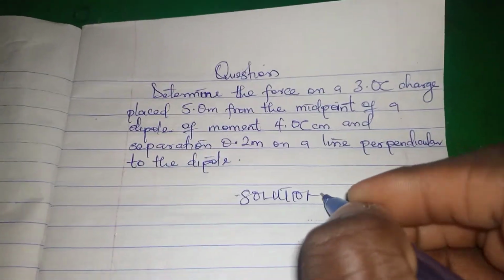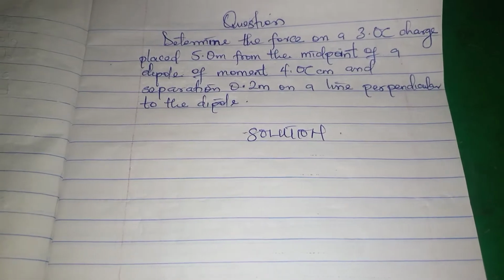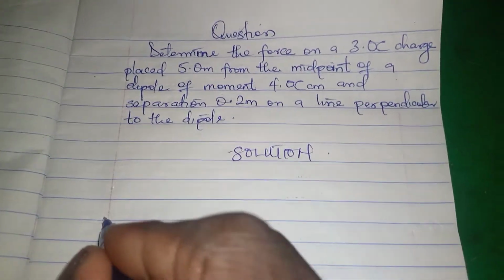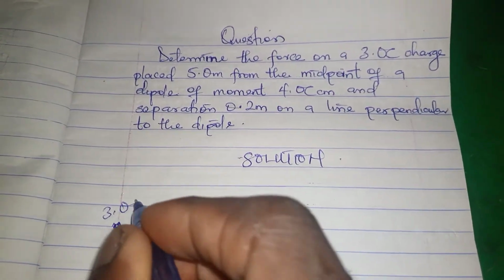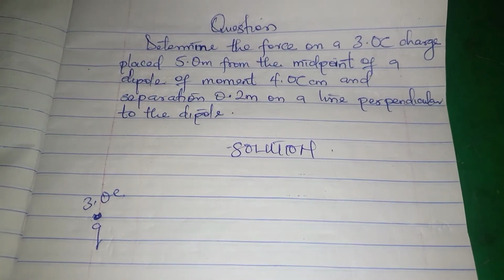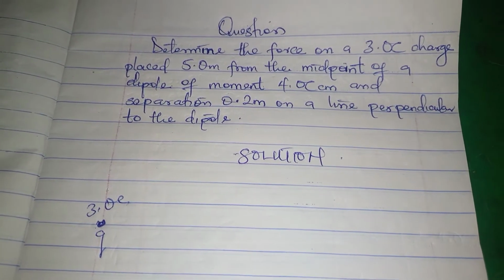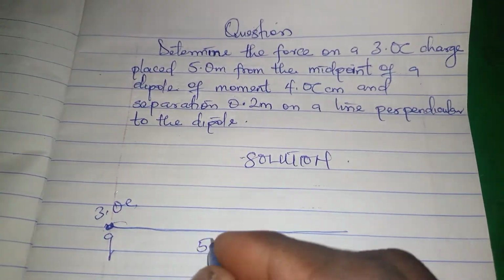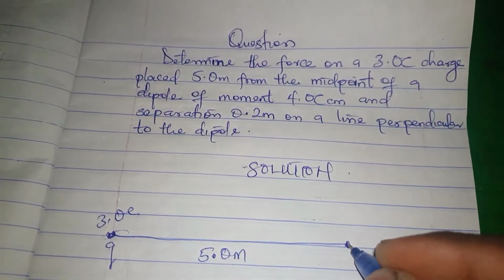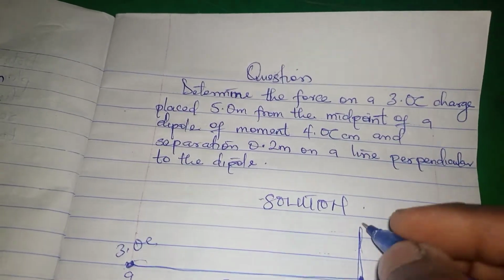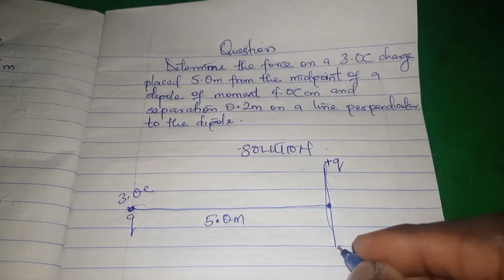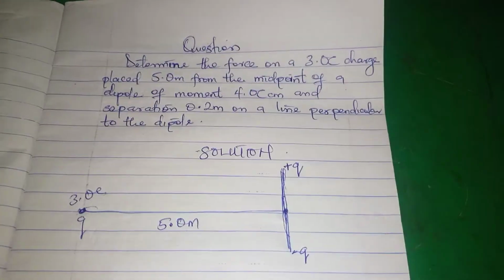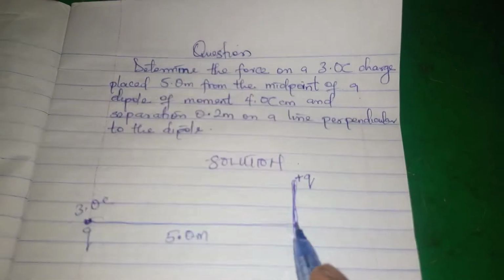For you to accurately solve this question, you have to implement a diagram. So we'll go back to the question: determine the force on a 3.0 coulomb charge. Let's imagine that this is the charge placed somewhere here, 3.0 coulomb Q. Now we say it is placed 5.0 meter from the midpoint of a dipole of moment. Let's imagine that this is a dipole, the positive pole here, Q, and the negative pole here. Now this is the midpoint. Definitely it's placed 5.0 meter from the midpoint.